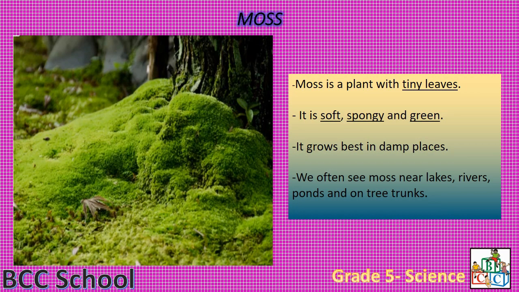Moss. Here is a picture of mosses. As we can see, moss is a plant with tiny leaves. It is soft, spongy, and green. It grows best in damp places. We often see moss near lakes, rivers, ponds, and on tree trunks.